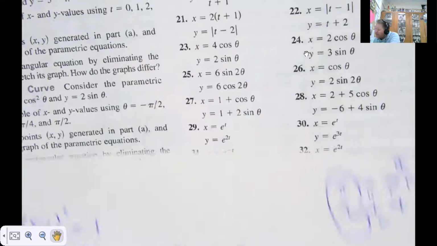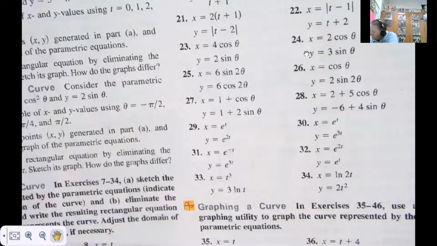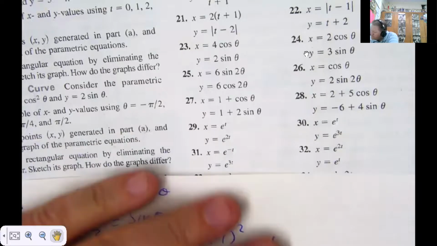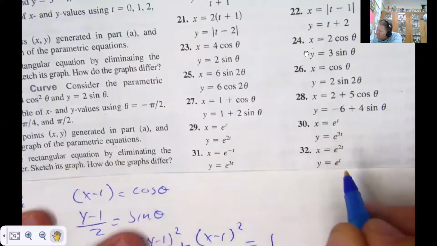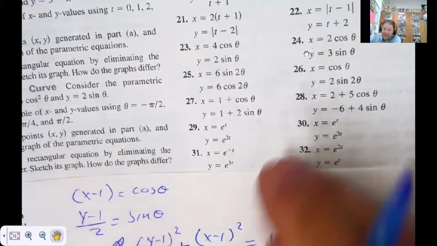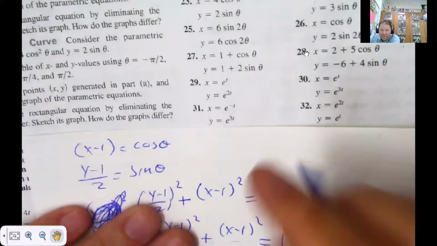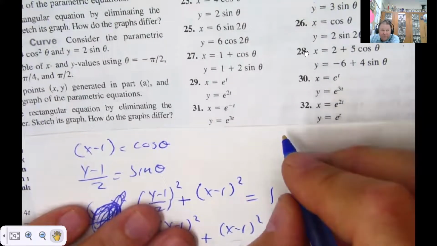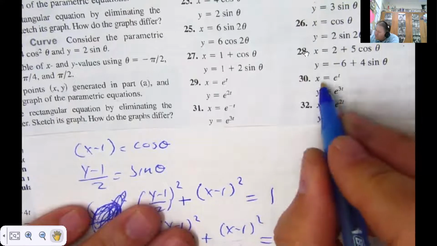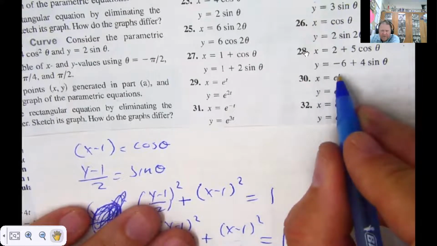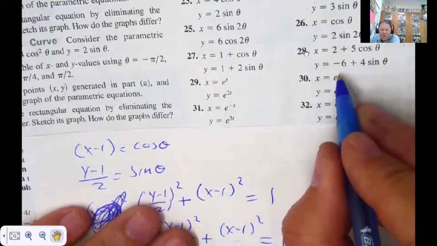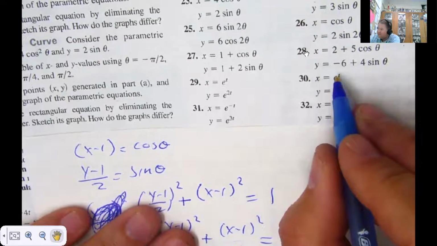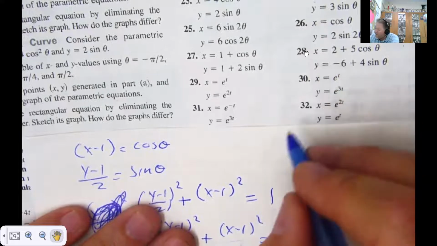Number 30 is where it starts getting into exponential kind of growth. But it's the same concept. Okay, here we go. This is going to be kind of rough, especially if you don't remember your properties of the function. I have to solve for t here, and then substitute that t value back into the other equation. When the unknown is an exponent, that's when logs become very useful.